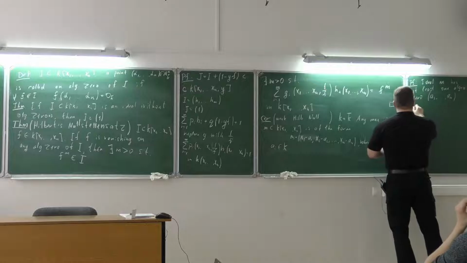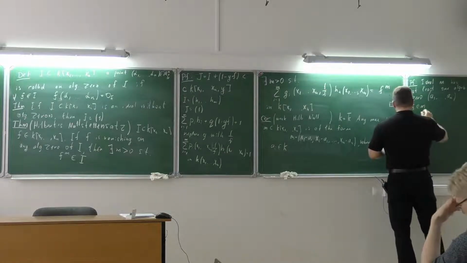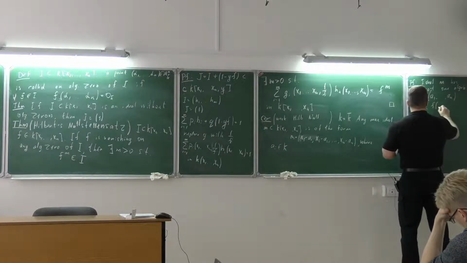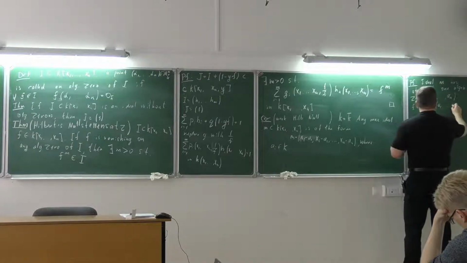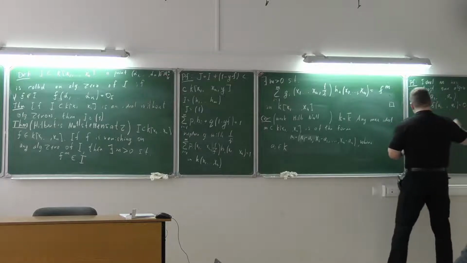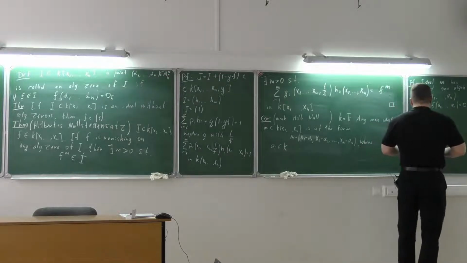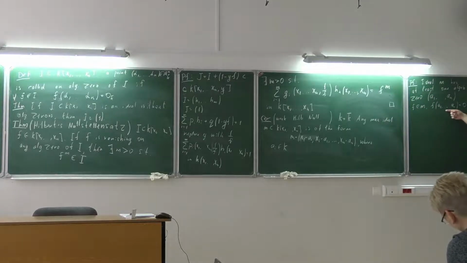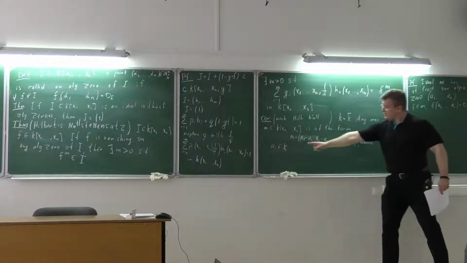So if I take a polynomial f in this maximal ideal, then by the definition of the algebraic zero, if I evaluate this polynomial f on these a's, I'll get 0. Now, I want to apply the Hilbert Nullstellensatz to this polynomial. This is my f, but the ideal that I want to consider is this ideal.